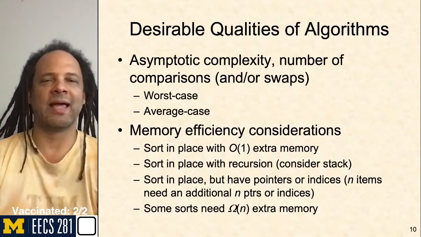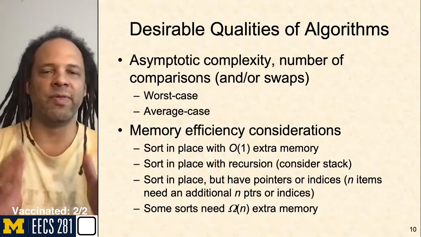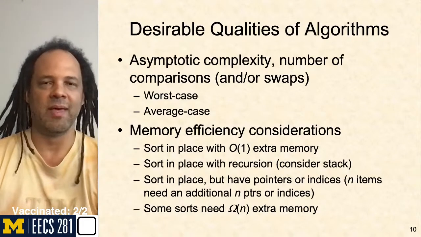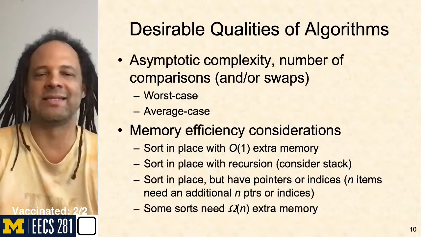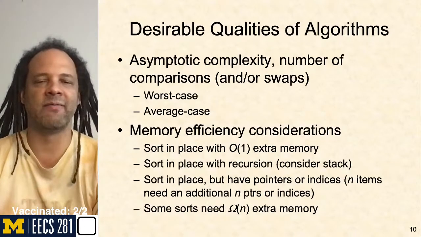But remember that a constant amount just means that it's not going to be linear with the amount of data that is being sorted. So if I need to use 3 of them, but I can sort any number of data items with 3, that's still a constant amount of extra memory. So that's sort in place with a constant amount of extra memory.